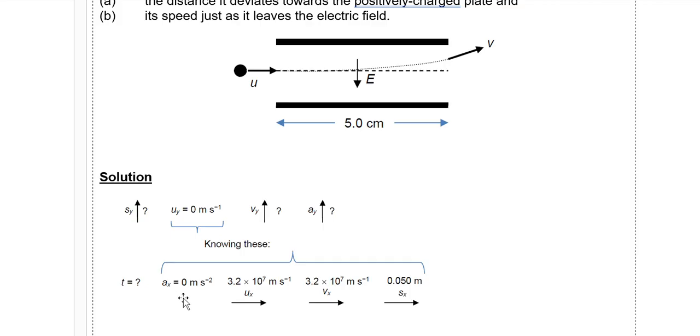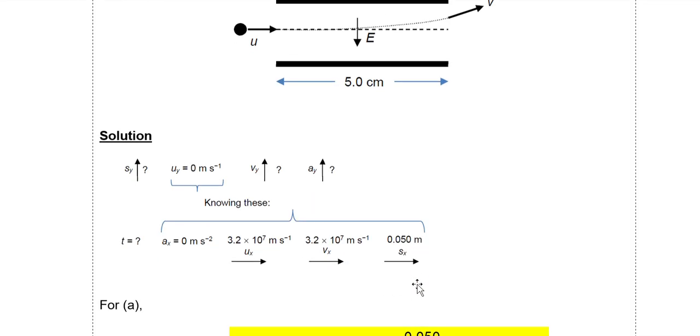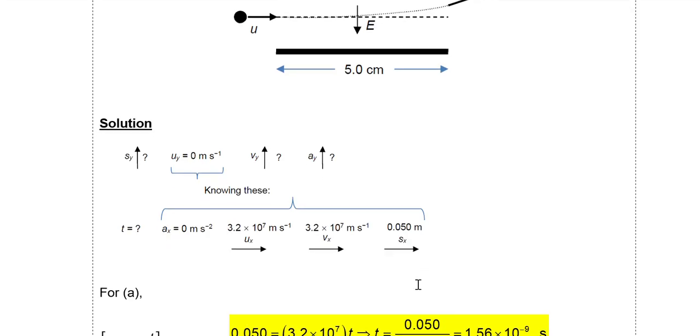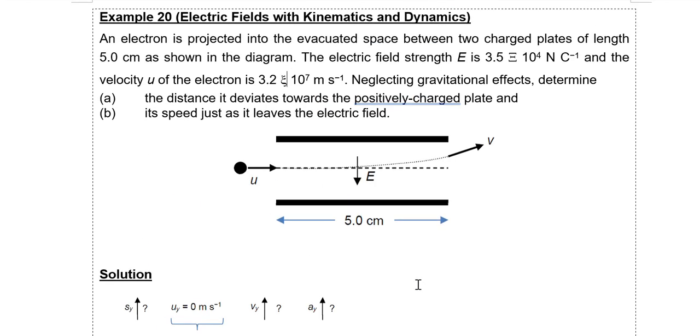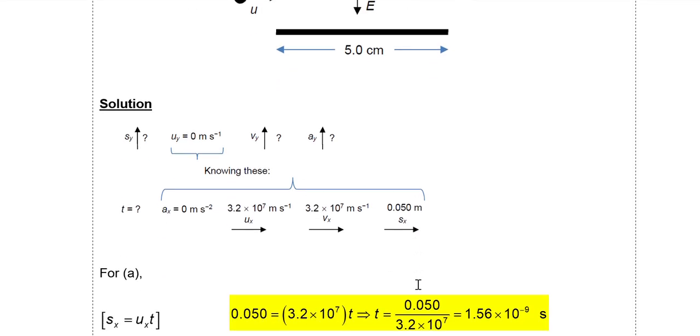Acceleration in x direction is 0, so in this direction it is actually constant speed. So this u in the x direction will not change. So ux is this amount, vx is this amount because again no acceleration. Sx is 5 cm, so change to meters. So if I want to find the distance it deviates towards the positive charge plate, I'll try and find Sy.